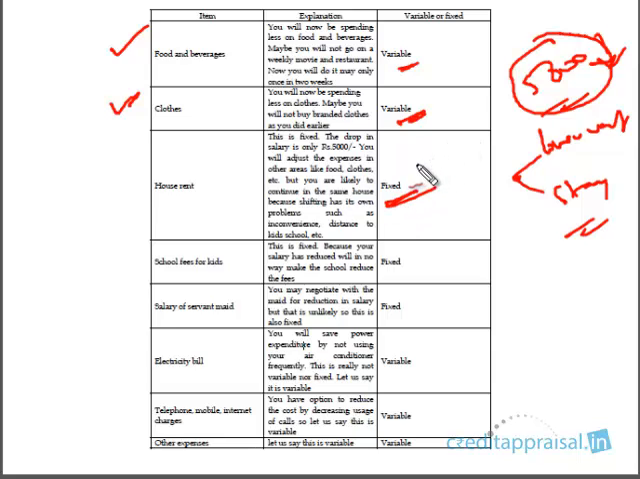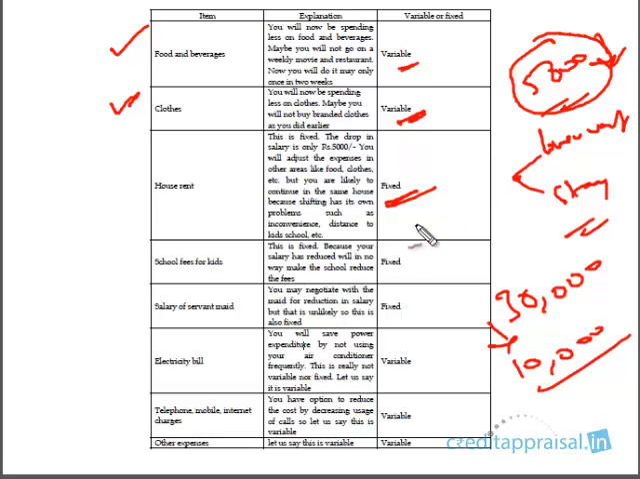Now please understand that we are saying the salary drop is only 5,000. Had the salary dropped from the earlier 30,000 to maybe 10,000, a substantial drop of 20,000, then definitely this would also become a variable expense. So please remember that in a sense all expenses are variable expenses. In extreme scenarios, every expense is a variable expense. But what I'm speaking about is a normal scenario.